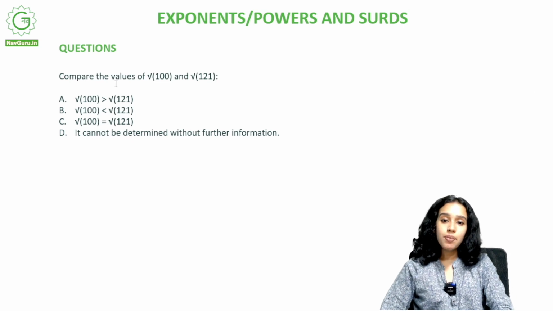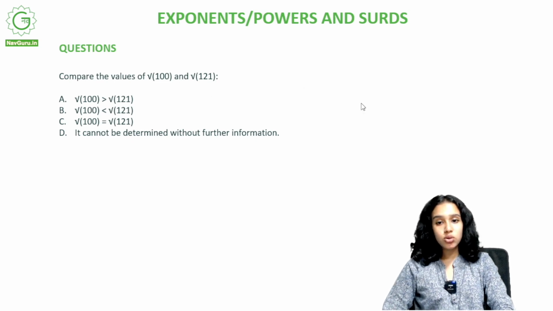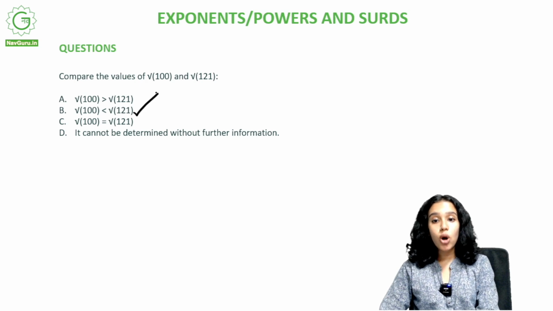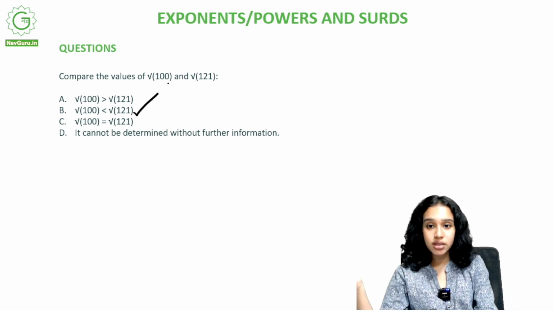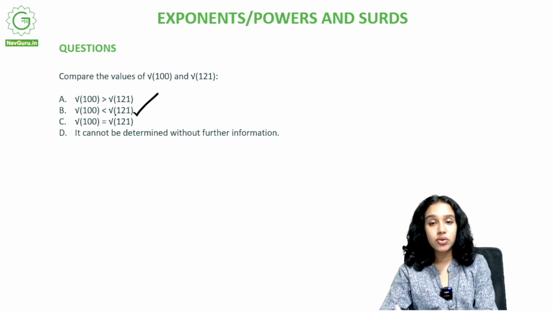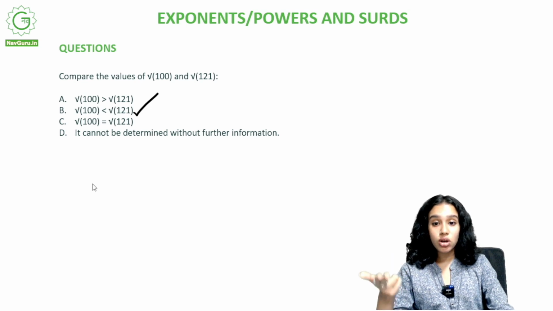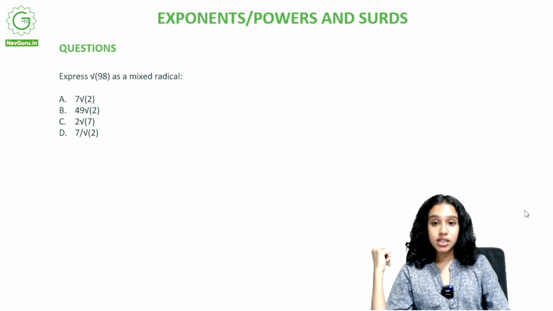Now compare the values of root of 100 and root of 121. Again, root of 121 is obviously greater than root of 100 because root of 100 is 10 and root of 121 is 11. So we get root of 121 is greater than root of 100. So let's move on to the next question.